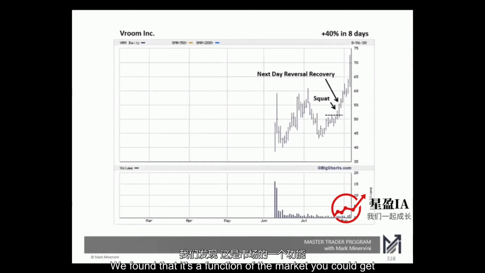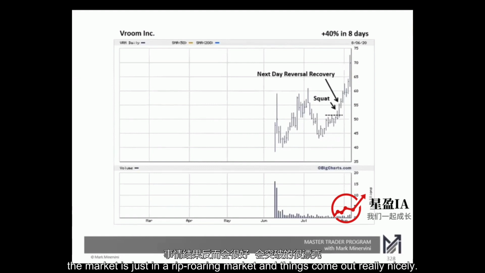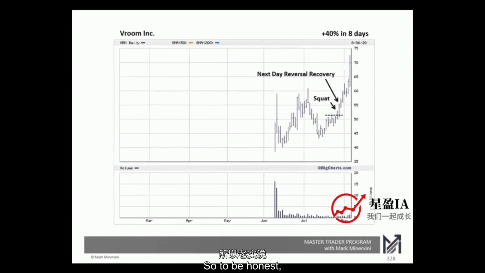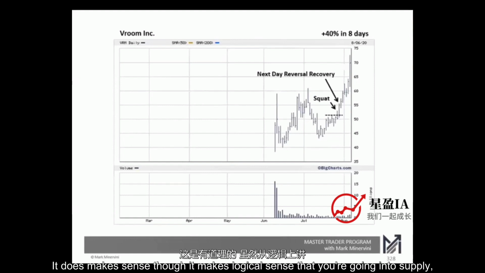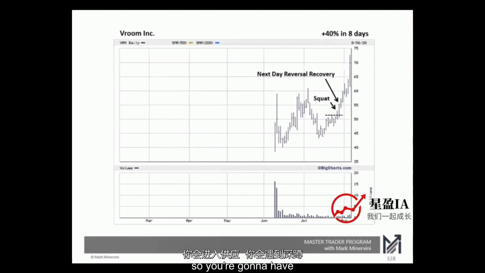Yes, if the market's not strong because you're going into supply, you will get more. But sometimes the market is just a rip roaring market and things come out really nicely. So to be honest, you can't really say that there's going to be more simply because you're coming off the cheat. It makes logical sense that you're going into supply, but it doesn't necessarily have to manifest itself as a squat.